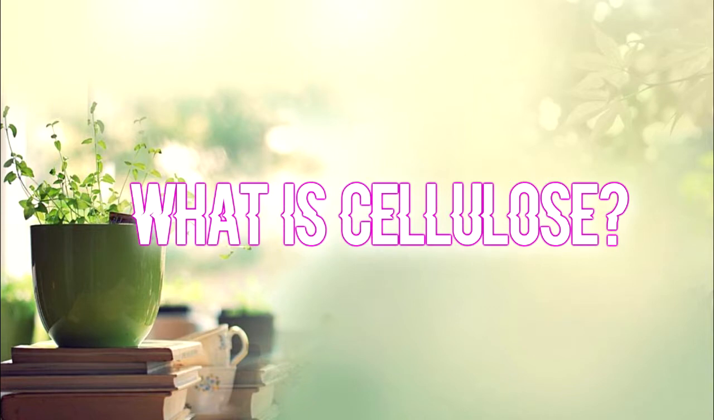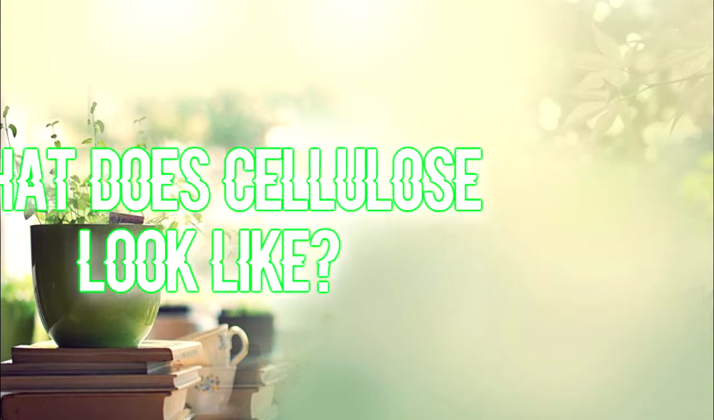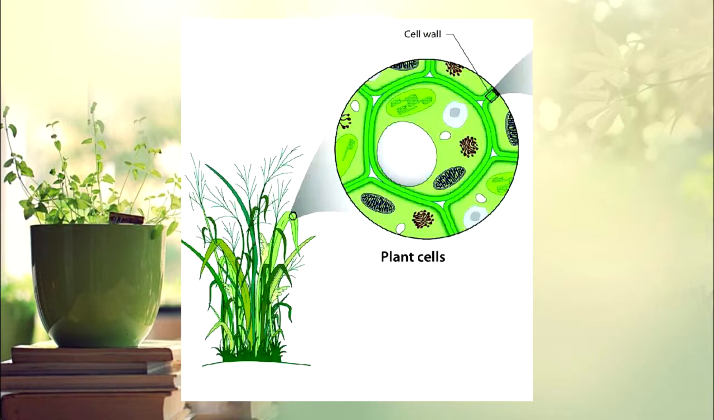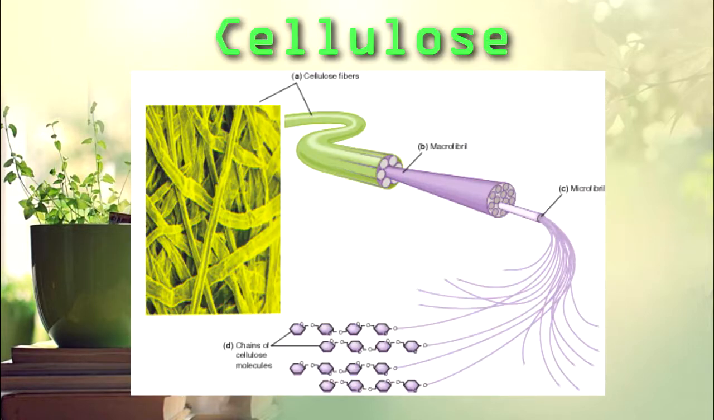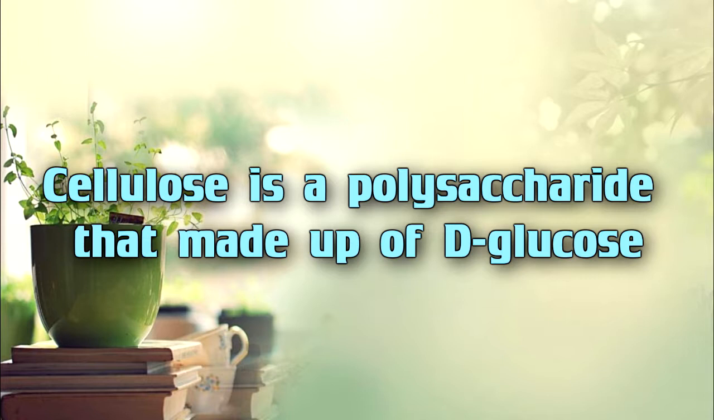We're going to see what cellulose is and what cellulose looks like. Let me see into the plant cell. The plant cell wall is made up of cellulose. Cellulose provides structural support and insulation to the plant cell. Cellulose is a polysaccharide made up of D-glucose.